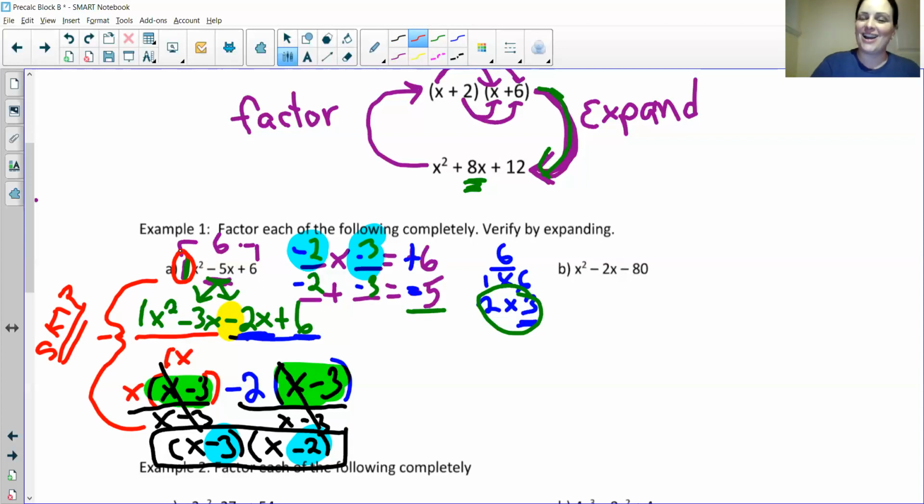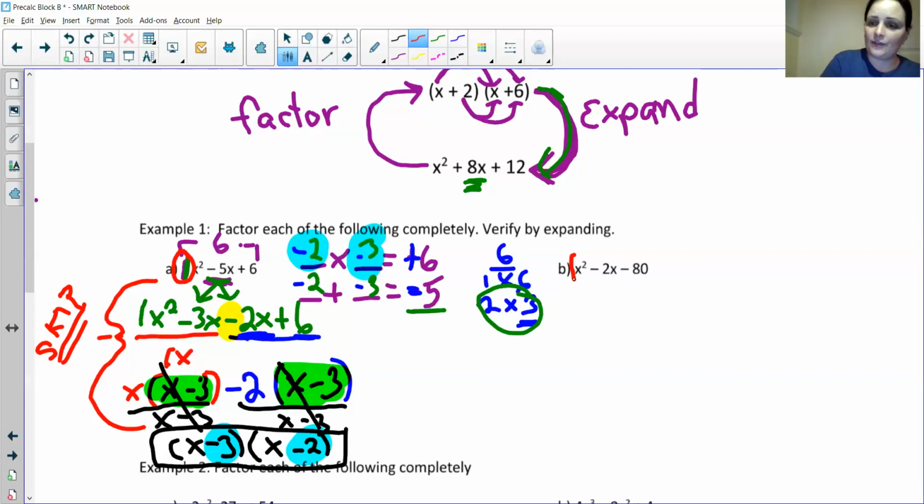All right, so let's try B here. If you want to pause the video and give it a go before I go over it, please do so. Okay. All right, so first of all, the number in the A position is a 1. The second thing to always look for is, is there anything you can actually factor out of all three terms first before we even get started? And the answer is no.